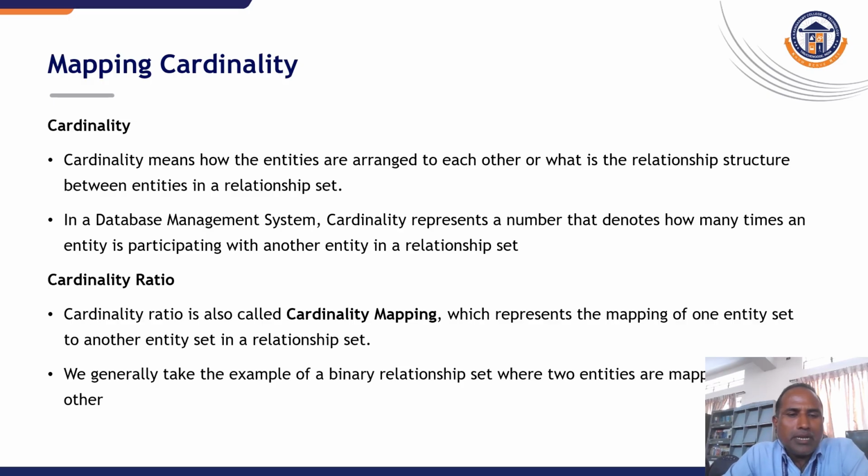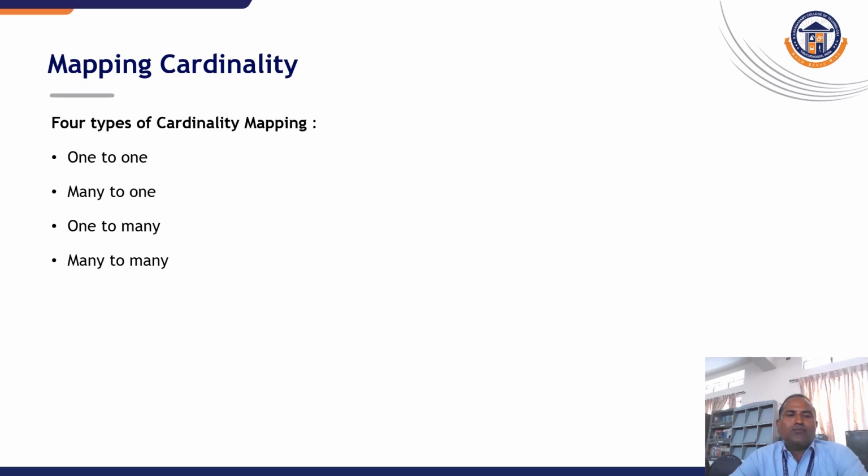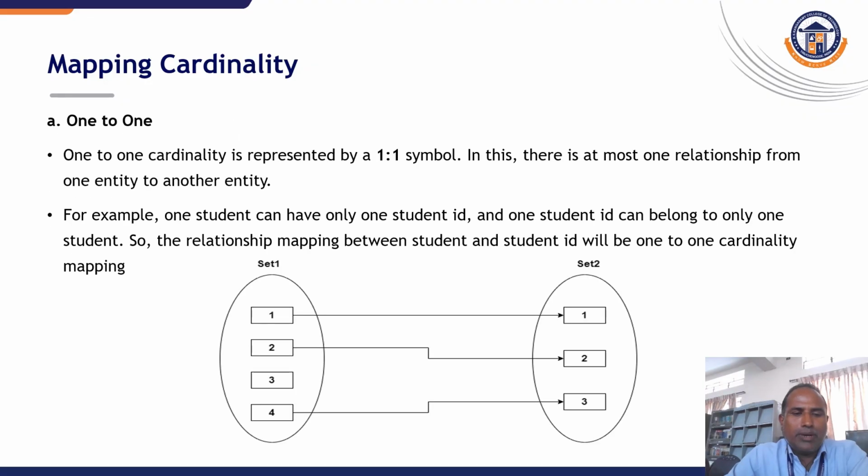What is the cardinality ratio? Cardinality ratio is also called cardinality mapping, which represents the mapping of one entity set to another entity set in a relationship set. We generally take the example of binary relationship set where two entities are mapped with others. Here we have four types of cardinality mapping: one to one, many to one, one to many, and many to many.